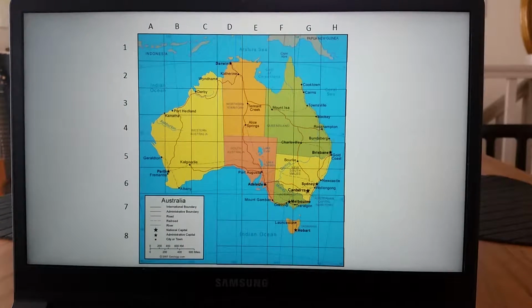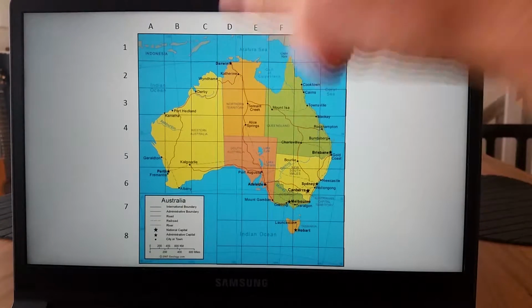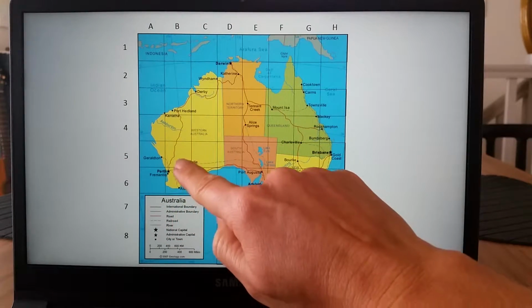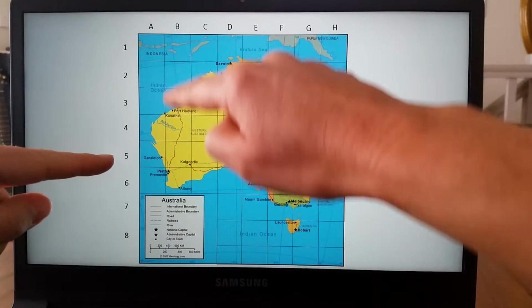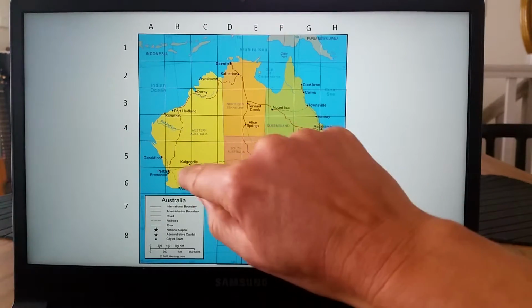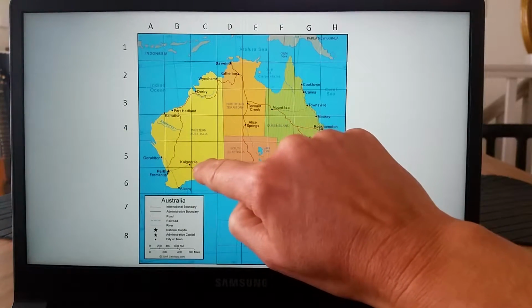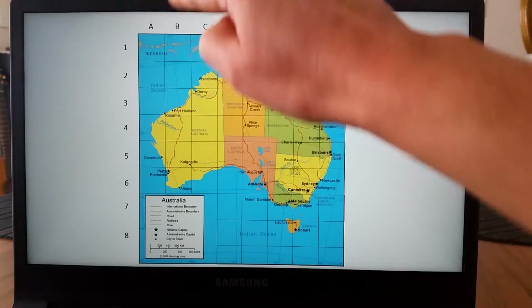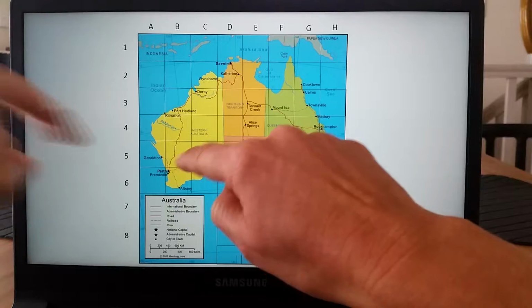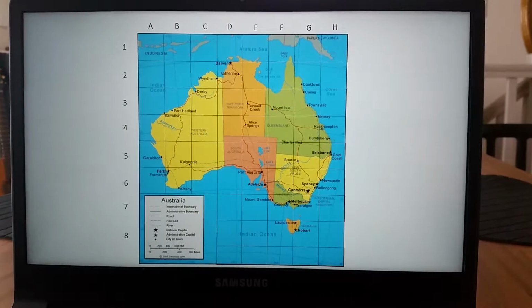And what about Kalgoorlie? Excellent. Susan, you found Kalgoorlie, and it's in this box here, which is box B5. Even though Kalgoorlie is right down the corner there, it's still within this box, so we can still say B5 to find Kalgoorlie.